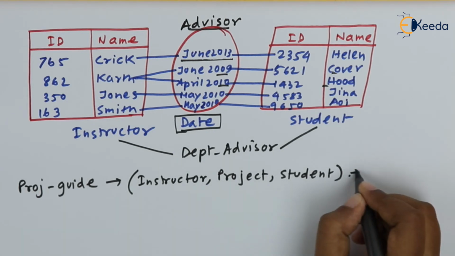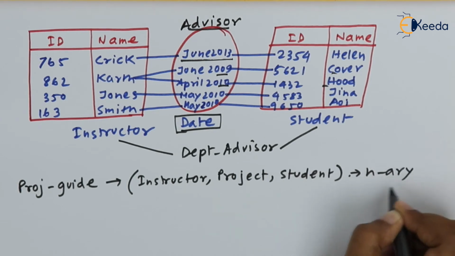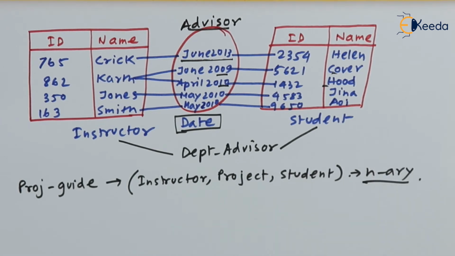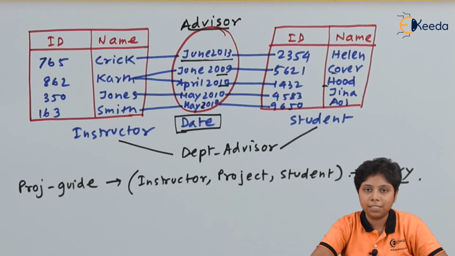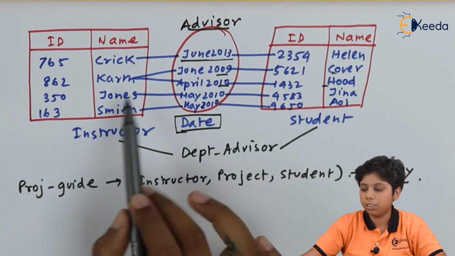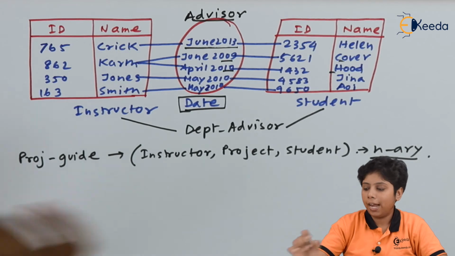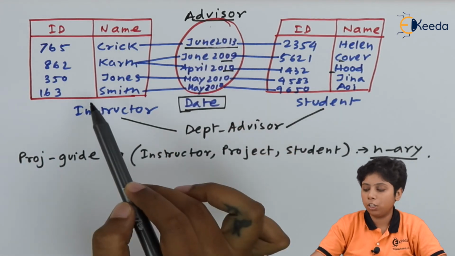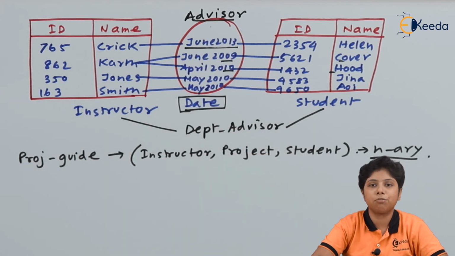So this is basically an n-ary relationship. When I am talking about an n-ary relation, that means more than 2. So n can be greater than 2. Now we can also have a binary relationship, just like the instructor and student advisor. So the advisor relationship has only two entities, instructor and student.